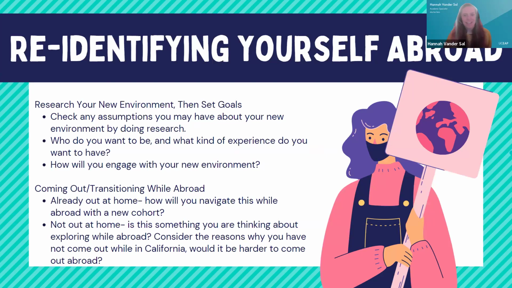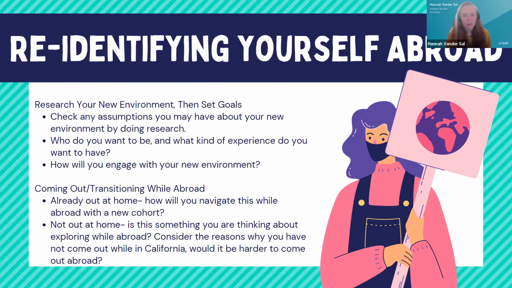In thinking about your identity while abroad, start by researching your new environment and host country. Be sure to check any assumptions you have about your new environment, as not everything we assume about a host country or city may be accurate. Once you have done your research, try to set goals for what you might want to get out of your experience. Think about how you'll engage with your new environment. Ask yourself questions such as, what kind of opportunities will I engage in while abroad? And how do I think about myself when I imagine myself in a new space?